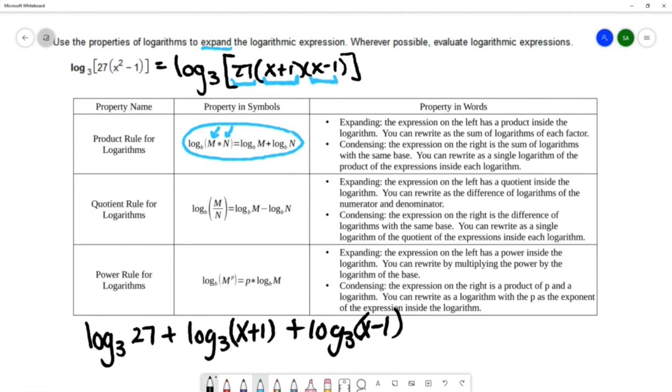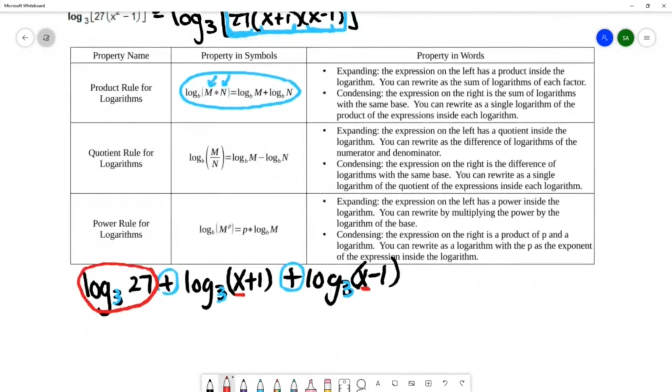So you'll notice that I kept the base of 3 on all of them, and we used addition because we are using the product rule. Inside of the log, we had a product of all of those factors. Then the last thing that I'm going to do is to simplify this right here. The other 2 have a variable in it, and so we can't do any more simplification on those terms. But this term that is log of a number, I'm going to be able to simplify.